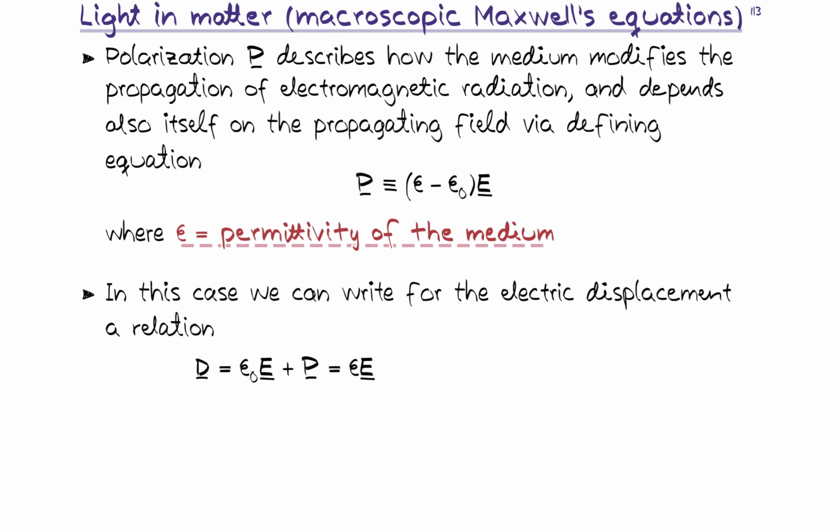A different way of writing epsilon would be using a so-called relative permittivity. So I can also write epsilon, the permittivity of the medium, the dielectric constant, as epsilon naught, the permittivity in vacuum, times a relative permittivity epsilon r, and this is a unitless quantity. And that then tells me how much the material is modifying the incident field.